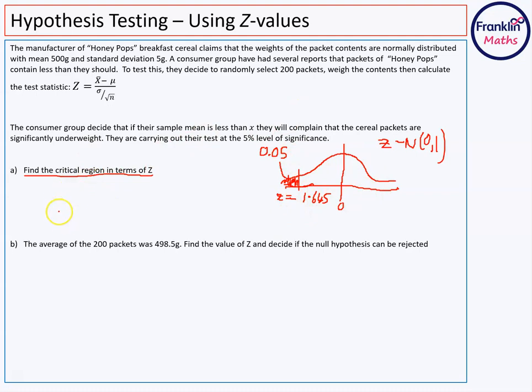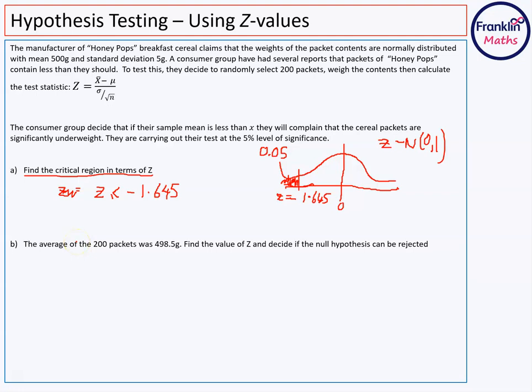Okay, so the critical region in terms of Z. So if we get a Z score, it's where Z is less than, or could be equal to, it doesn't really matter with the normal distribution, minus 1.645. So if we get a Z score less than that, then we know it's in the critical region for the hypothesis test. Okay, so we're going to test this one then.